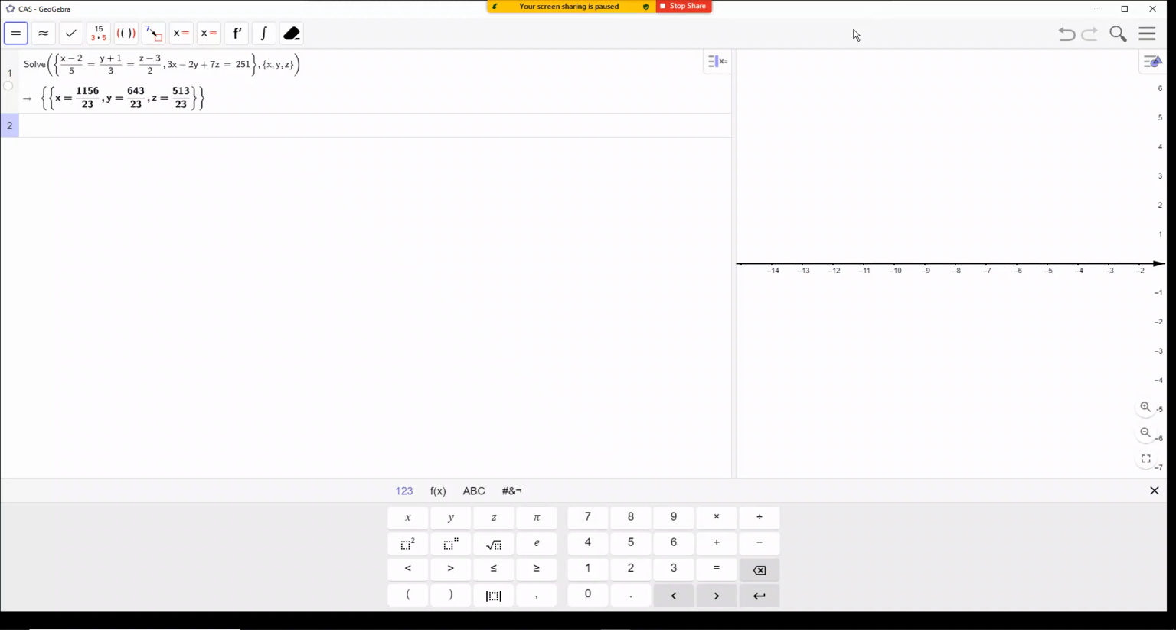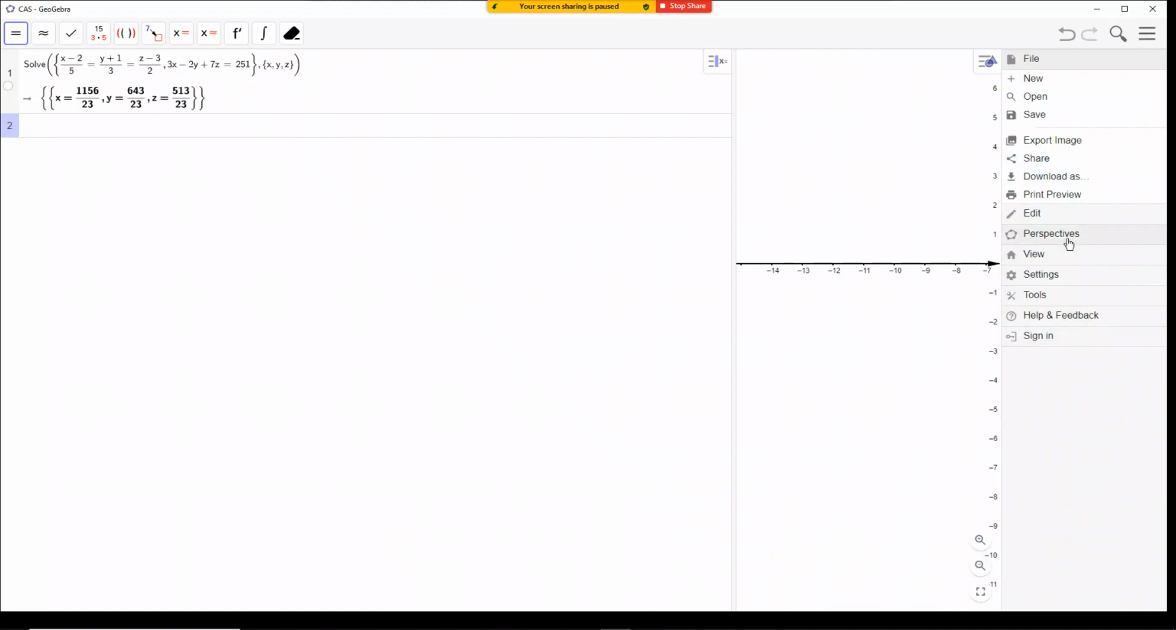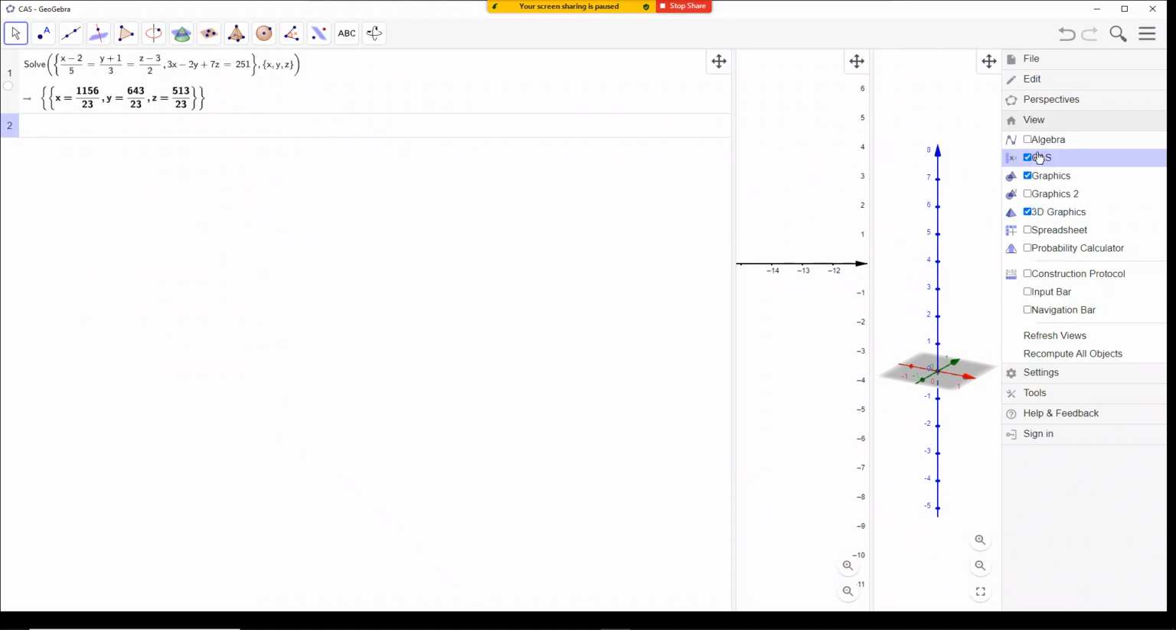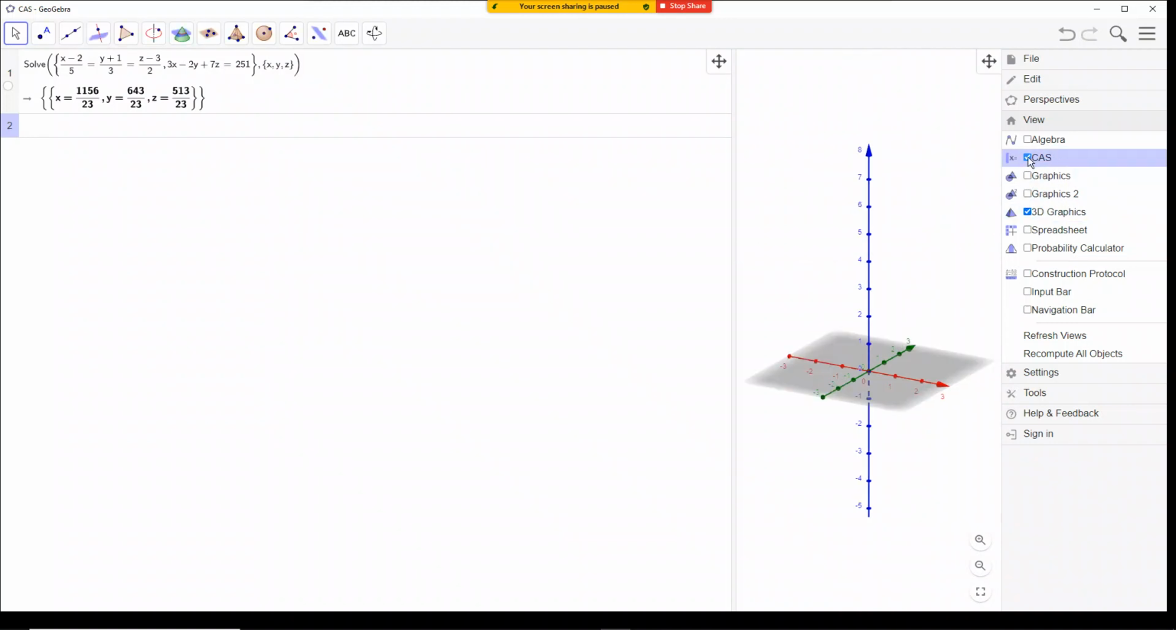Okay, and then, so now that we are here, let me also go to this 3D view. Okay, and then let me get rid of this graphics and cast view.